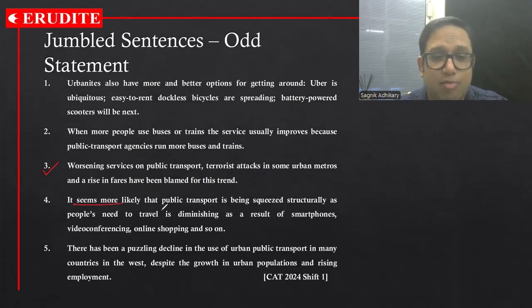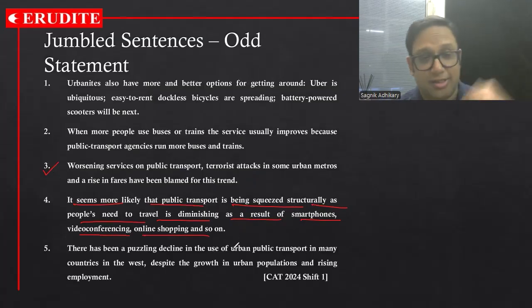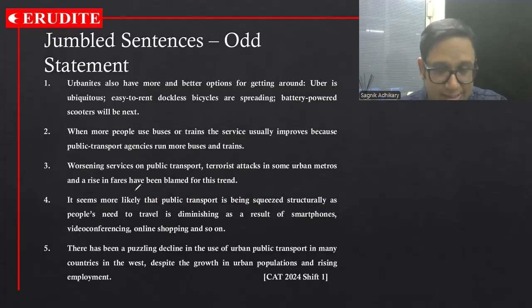4 says, it seems more likely that public transport is being squeezed structurally as people's need to travel is diminishing as a result of smartphones, video conferencing, online shopping, and so on. Now, this makes it quite clear that 3 actually belongs to the sequence. We were wrong in marking 3 as the odd statement. We see that these 2 statements, 3 and 4, they're both talking about a reduction in the use of public transport. The reasons behind that are given.